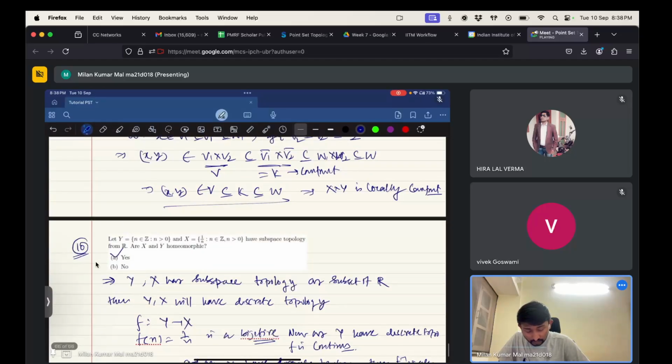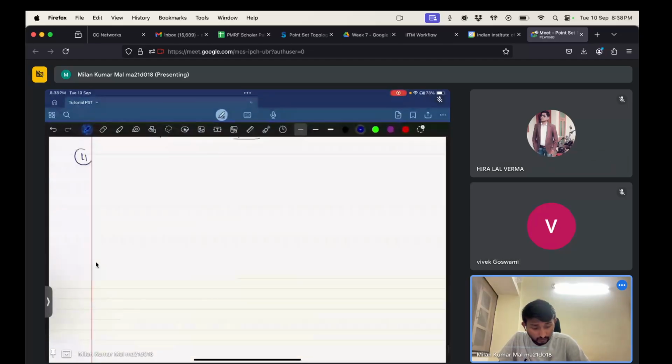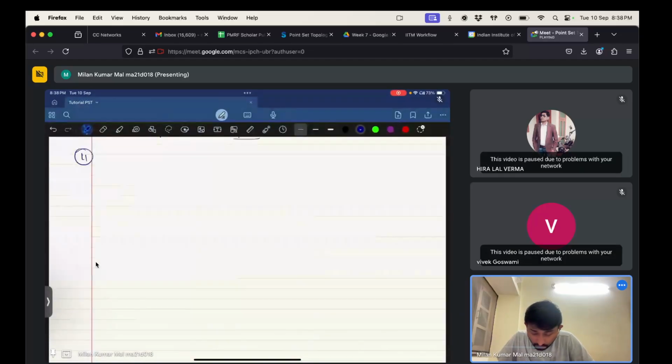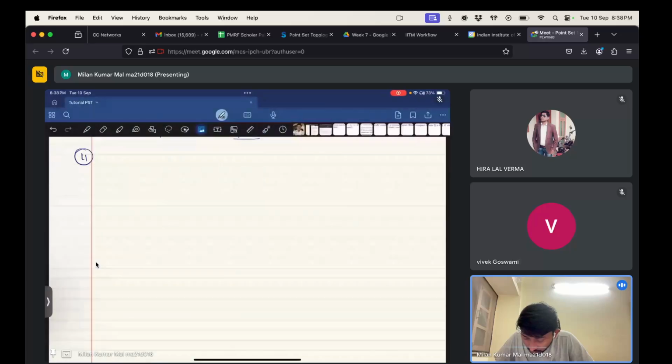So the option yes is correct. Now 11. Problem 11: if f is a bijective continuous map between locally compact Hausdorff spaces, then f is a homeomorphism. The answer is false, but I have to prove it.